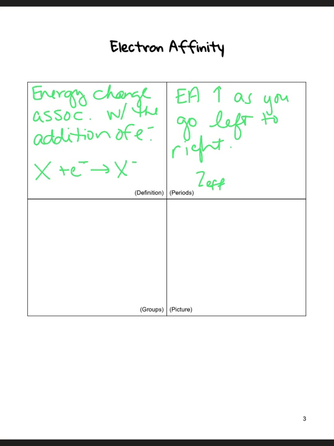If that atom is smaller and those protons are pulling in on those electrons, it's going to be able to, think of it as, suck another electron away from another atom. It's going to be able to pull that electron in because the protons are so close to that outer level where it could pull an electron in. So a smaller atom would have higher electron affinity. So kind of the same as ionization energy, but it's just dealing with whether this atom is losing electrons or gaining electrons. Then the trend going down, electron affinity decreases as you go down a group.